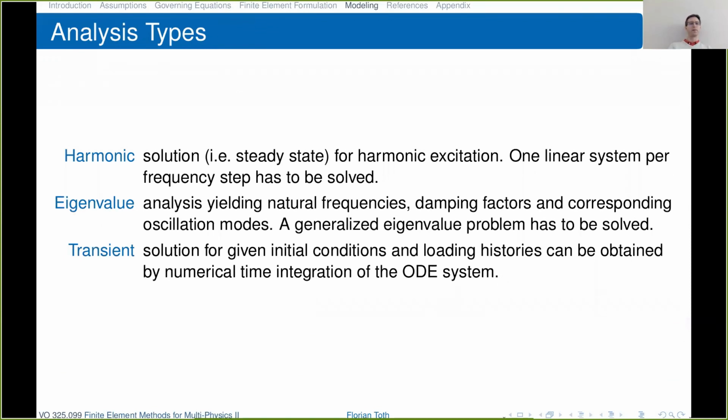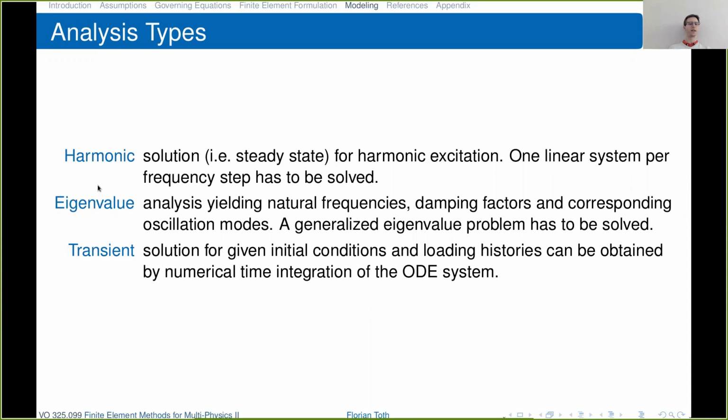Okay. So finally, I want to detail a little bit the modeling approach that we use for thermoviscous problems in acoustics. So first we have a few analysis types that are meaningful. The first one is the harmonic simulation. So we solve for the steady state for harmonic excitations, and we need to solve one linear system per frequency step.